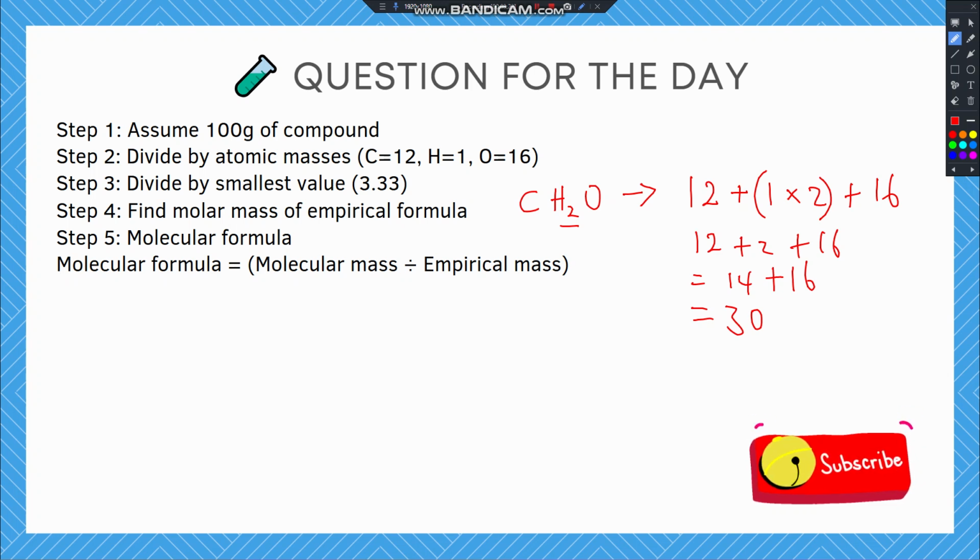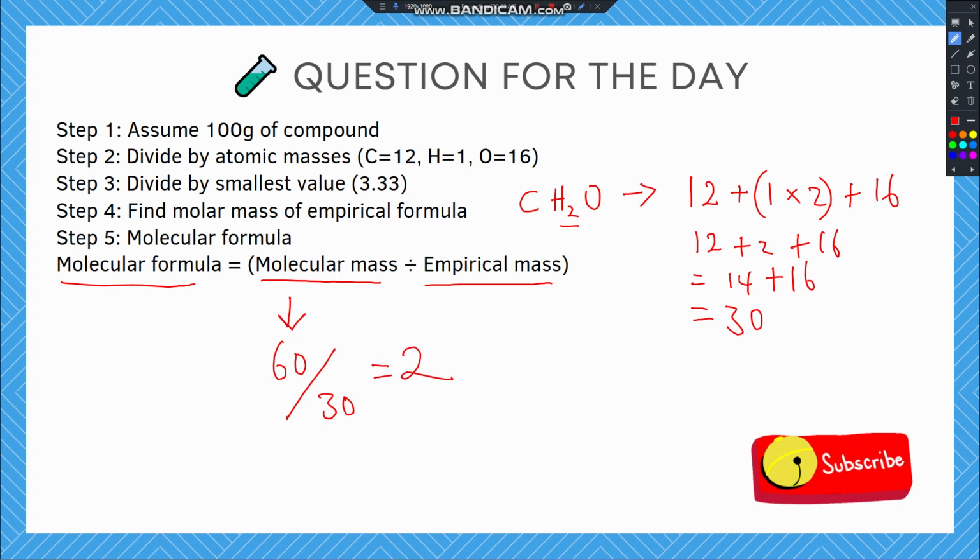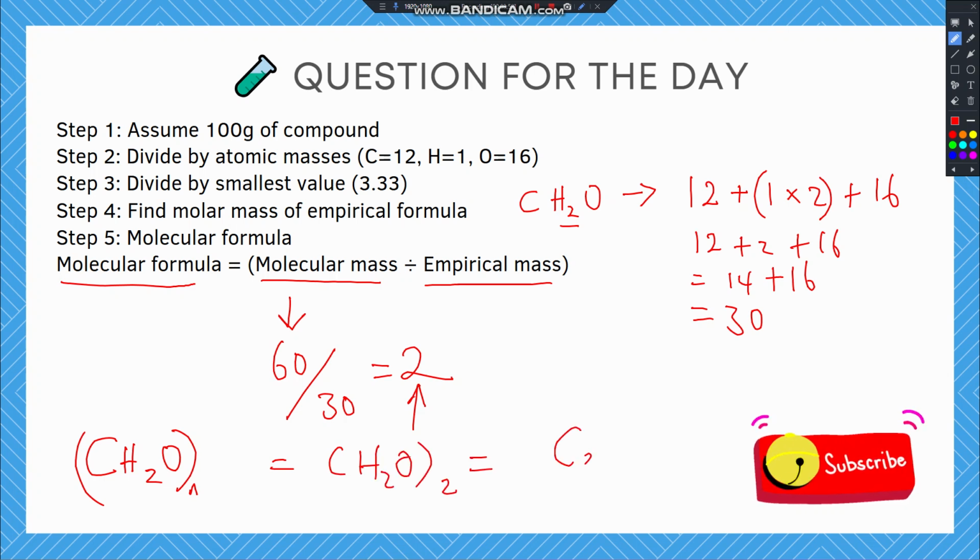The next thing to do is to obtain the molecular formula. The multiplying factor is equal to the molecular mass divided by the empirical mass. The molecular mass, they told us, is 60, divided by the empirical mass, which is 30, so this is 2. So the molecular formula will now be equal to the empirical formula CH2O multiplied by 2.